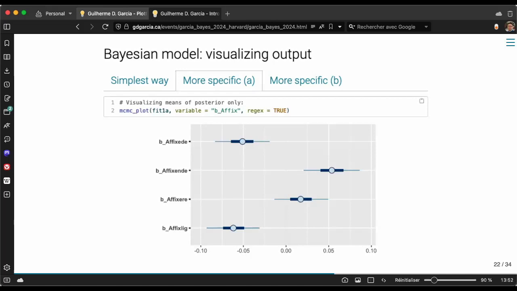Now it just so happens that the population level effects all start with b underscore. So you can just use regular expressions to select just that. So I don't want to see sigma in the figure. Most of the time we don't.